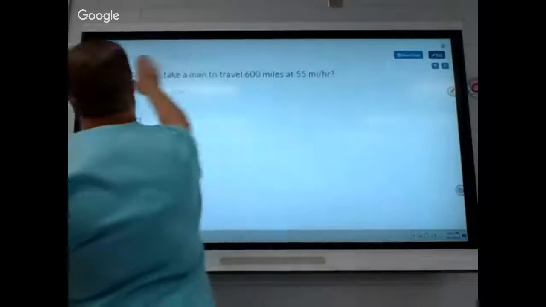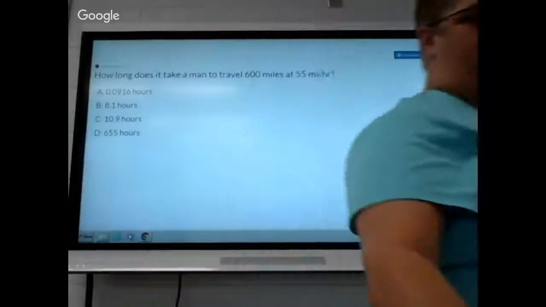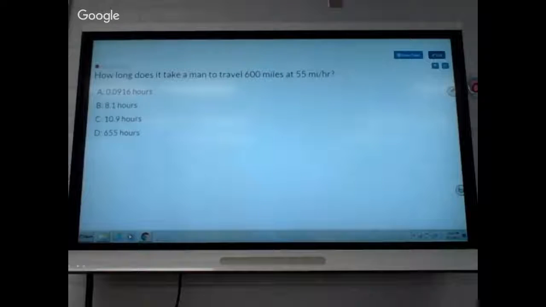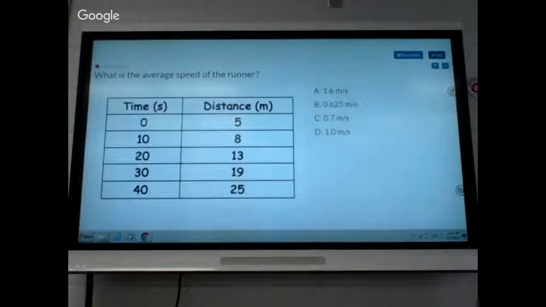All right, let me pick a different one. None of them are really hard. Now, what's the average speed of the runner? And the answers are on the side of the table. What is the average speed of the runner if you see this on the test on Thursday?